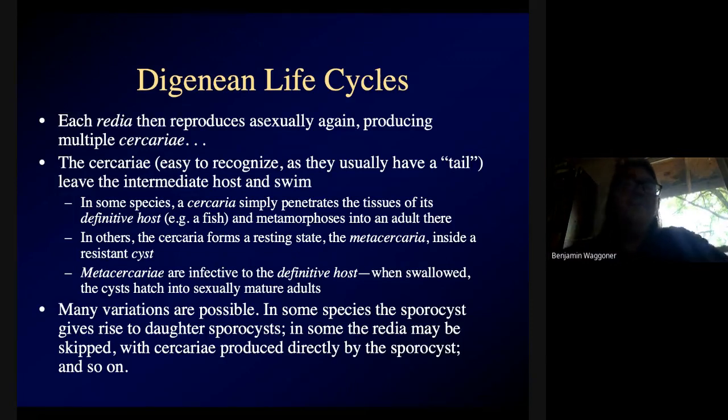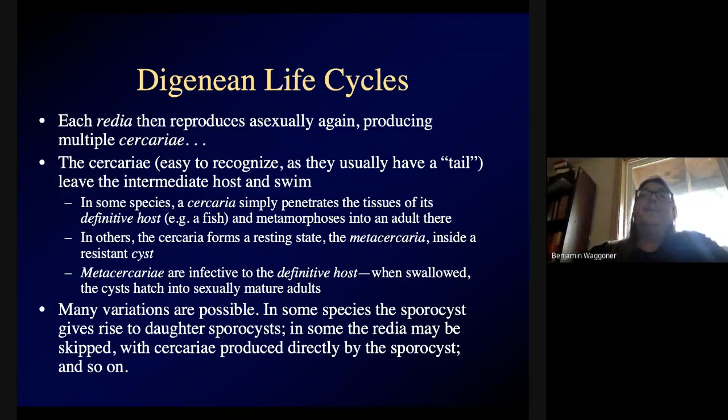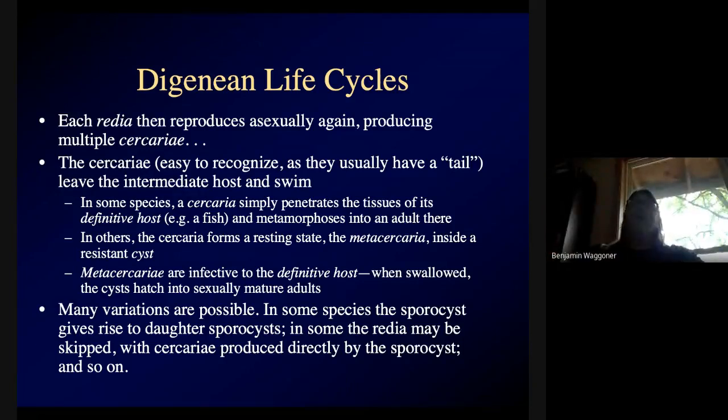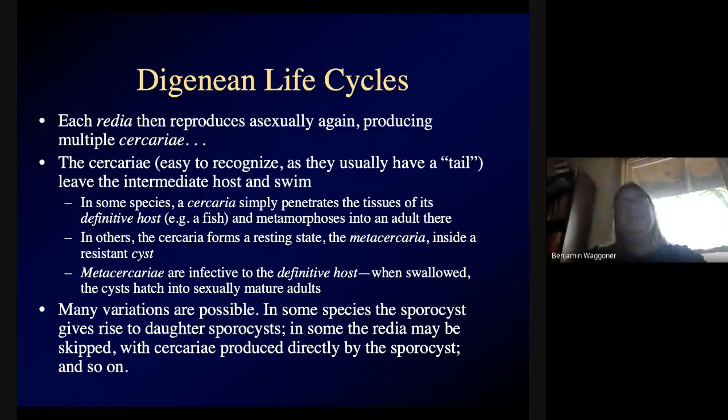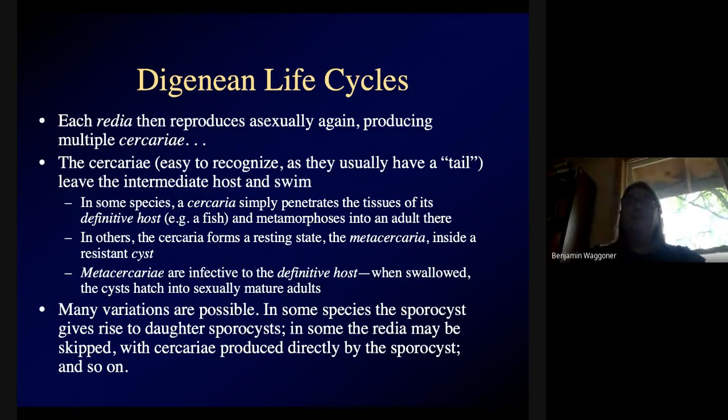Right. There's lots of possible variations on that theme. Not all species have metacercaria. In some species, the sporocyst might give rise to daughter sporocysts. In some, the sporocyst might just give rise to cercaria and skip the whole redia business. There are other variations possible. In some, there is no metacercaria. It depends. It can get pretty diverse.